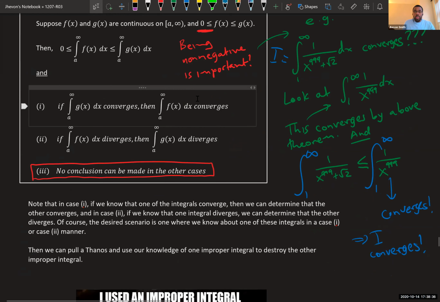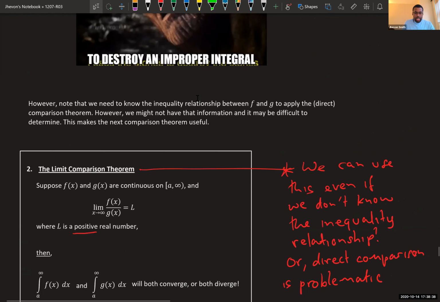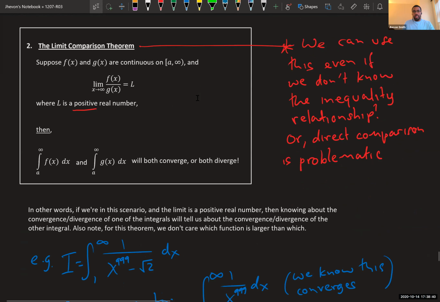Not all the time will we know this information, though, which leads us to the next comparison theorem, which is the limit comparison theorem. This allows us to do a comparison without actually knowing who's bigger or who's smaller. If we can take the ratio and find the limit as x approaches infinity of that ratio, then these two integrals will behave the same way. They'll either both diverge or both converge. And so if we know about one, we will automatically know about the other. Okay, so that's where we left off last time.